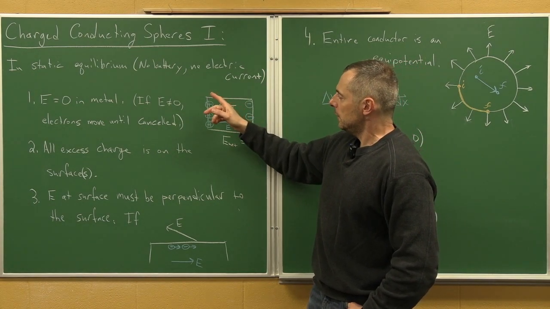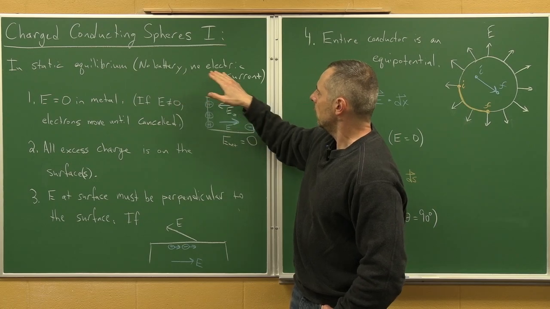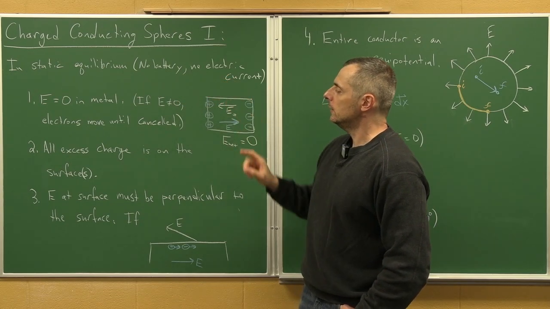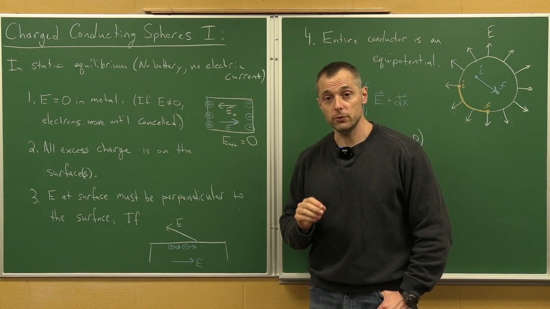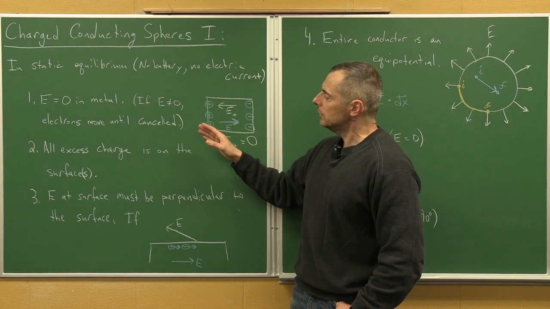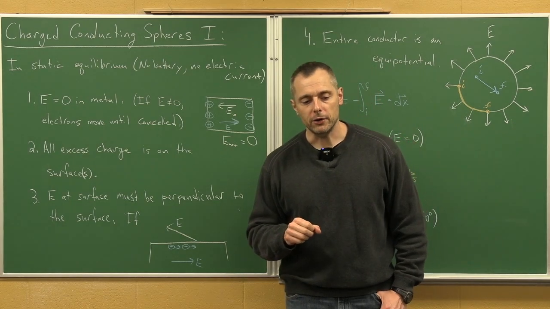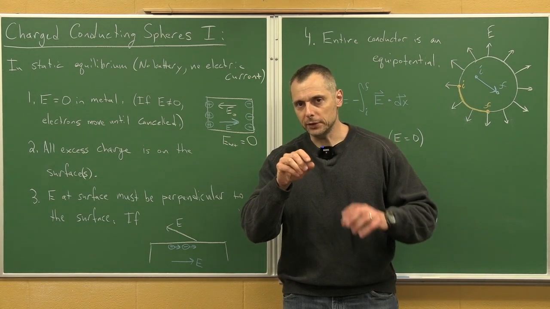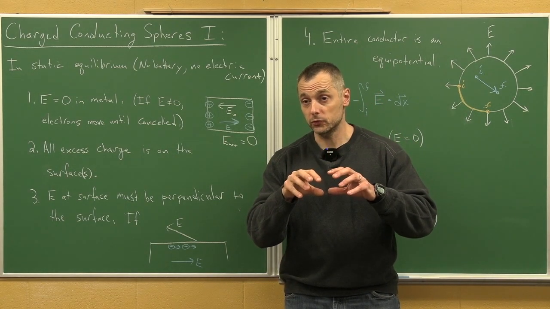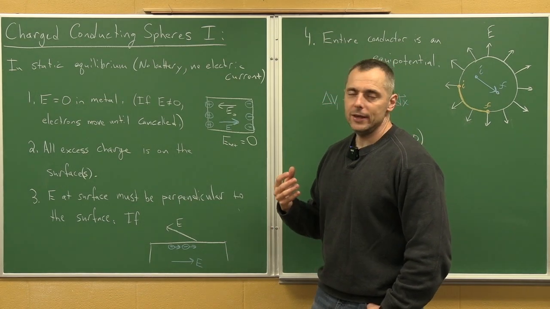In static equilibrium, when there's no battery, and that means no electric current, the following things are true for a metal. The electric field in the metal is 0. And what I'm talking about is inside the actual place where there are metal atoms. And why is that true?